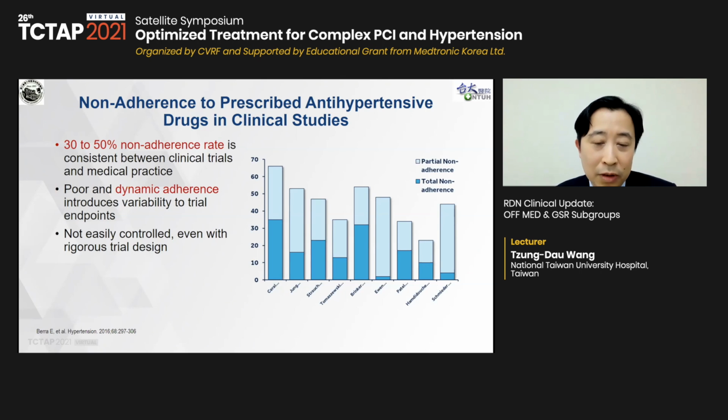And also very important is that it's dynamic. So I will say that to forget is human nature. So probably all hypertensive patients once more or less had some non-adherence problems.